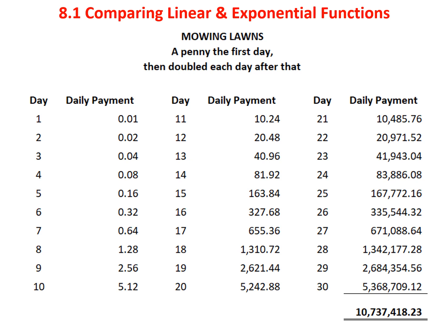By day 30, the man would be paying him just for that day $5,368,709.12. And if you added all 30 days up, the man would have paid over $10 million to have his lawn mowed. That's what we mean by things growing exponentially. Notice the first couple of days, it doesn't seem like much: a penny, 2 pennies, 4 pennies, 8 pennies. But if you keep doubling it, it gets big in a hurry.